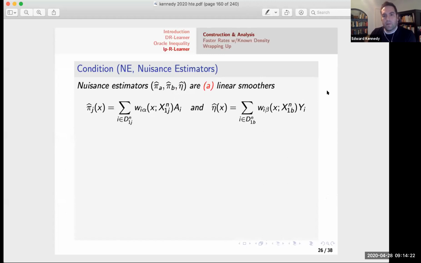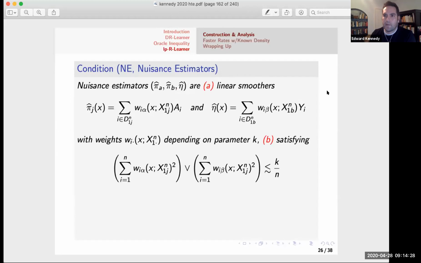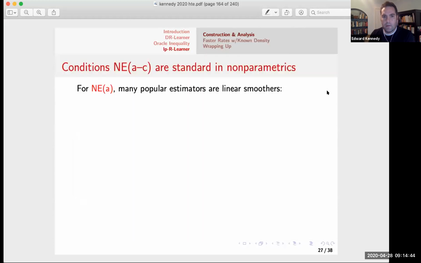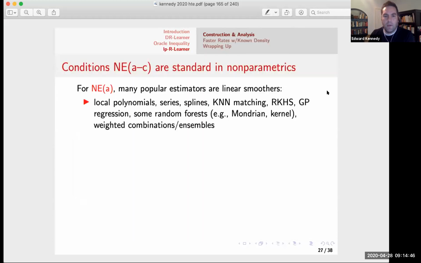All right, so we're going to use some conditions on the nuisance estimators. We're going to assume that they're linear smoothers, that they have variance that scales like k over n, and that their bias is like typical bias that you'd see in a Holder smooth model. So for the propensity score, k to the minus alpha over d. For the regression, k to the minus beta over d. So these are our standard conditions in the nonparametric setup. Lots of estimators, it turns out, are linear smoothers.